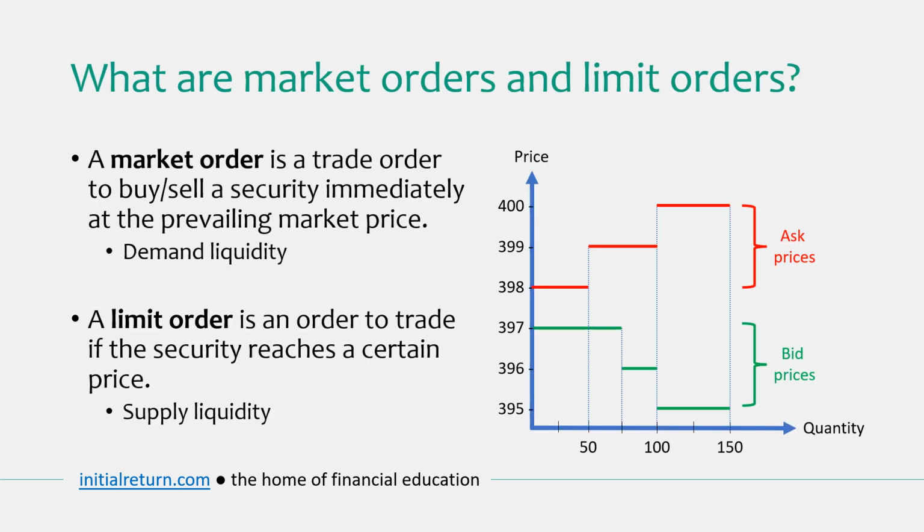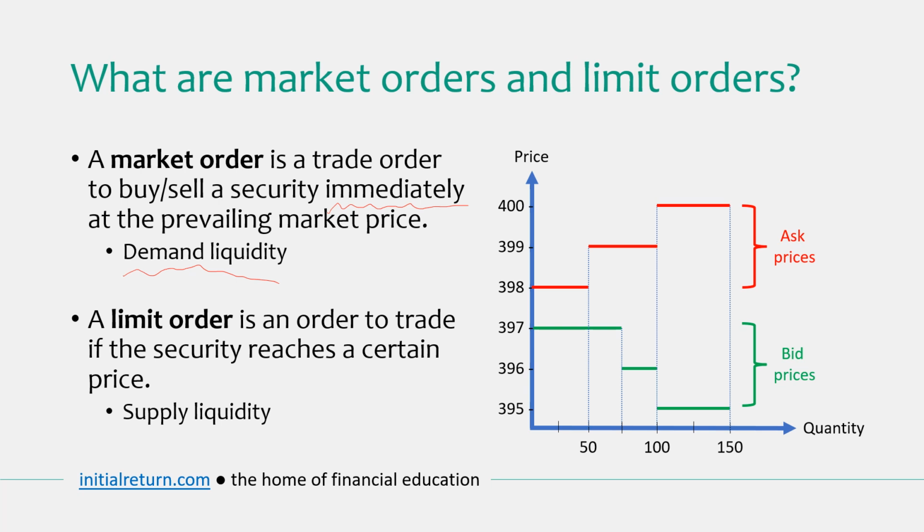So what is a market order? Essentially, a market order is an order to purchase a security or sell a security immediately, right? So without delay and at the prevailing market price. So that's why it's called a market order. And the trader who is submitting this order is essentially demanding liquidity, right? So he or she is wishing to trade without delay at a good price, at a reasonable price. So this is demanding liquidity.